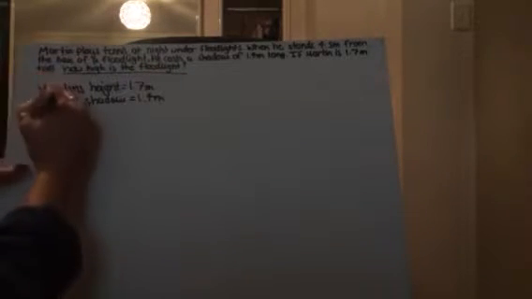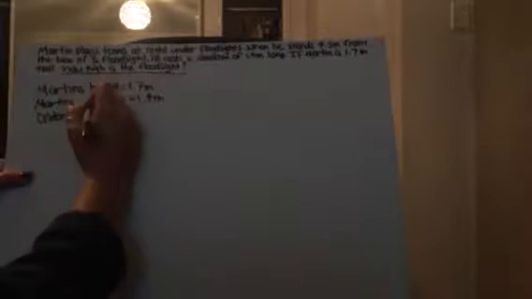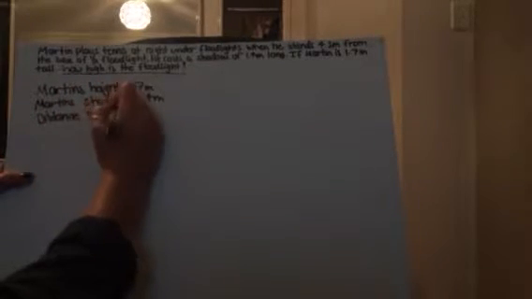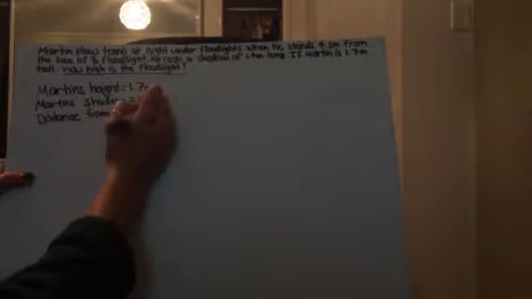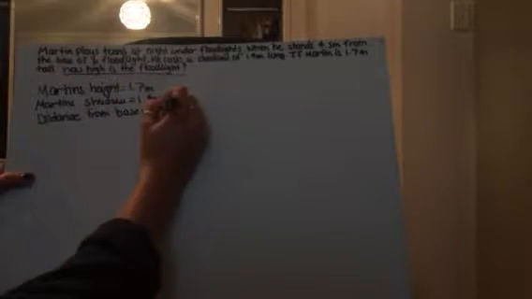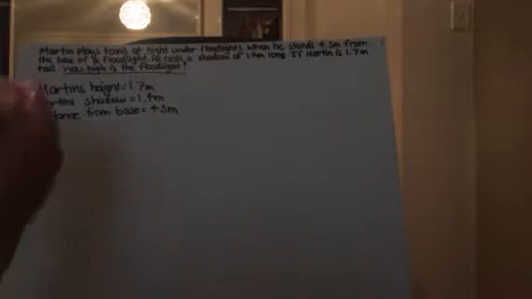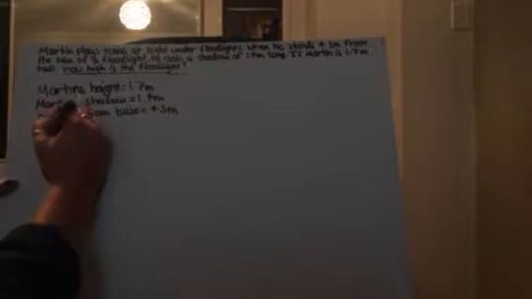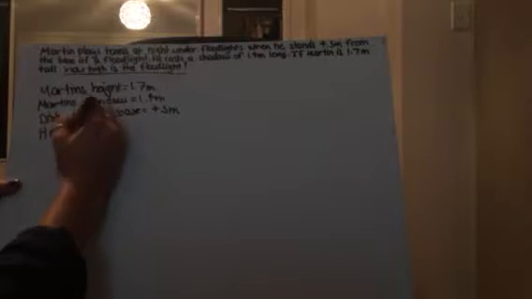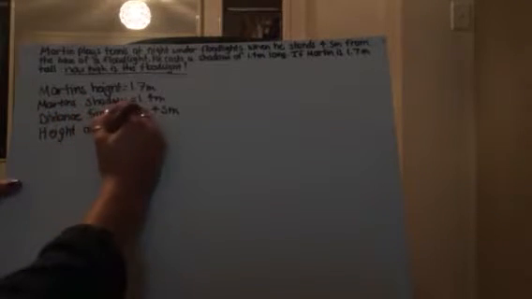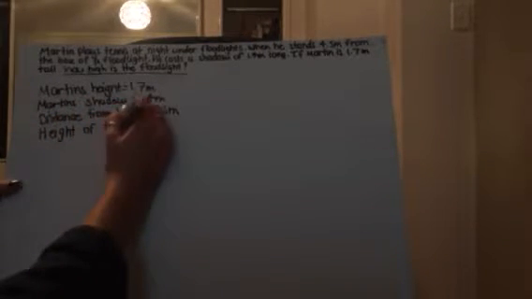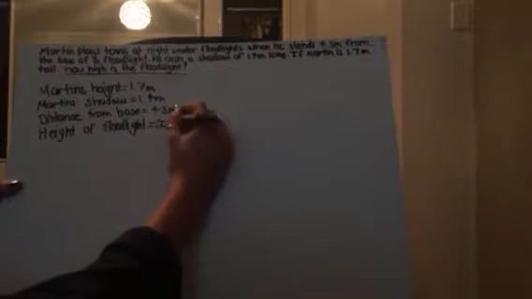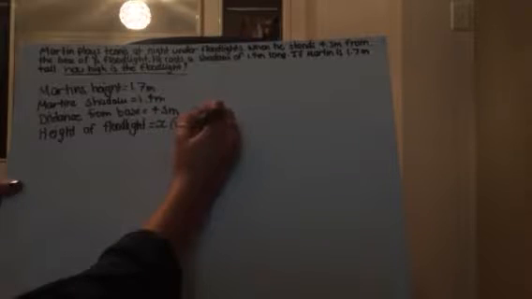And we know the distance from the base is 4.5 meters long. And what we are trying to calculate here is the height of the floodlight. We can call this x because it is unknown.